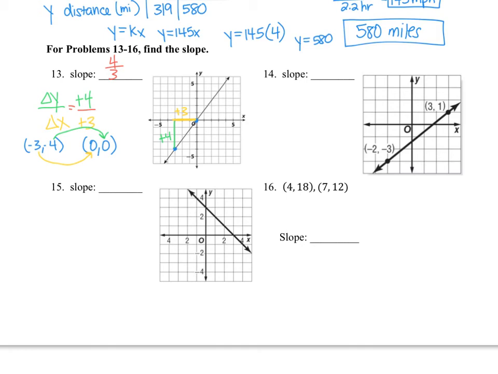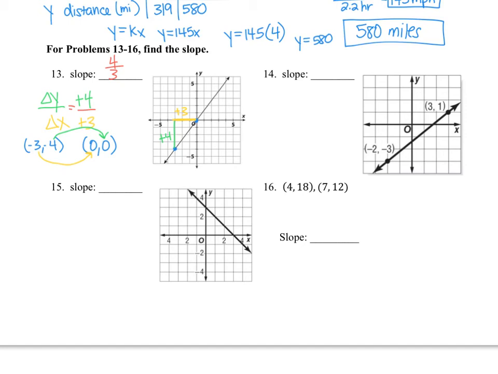Okay, number 14. You can see that number 13 is a proportional relationship because it goes through 0, 0. But this one does not, so it's not a proportional relationship. However, it still has a slope. We've got 2 points, and they tell us what the 2 points are here. We can still do rise over run, so I will do rise over run first.